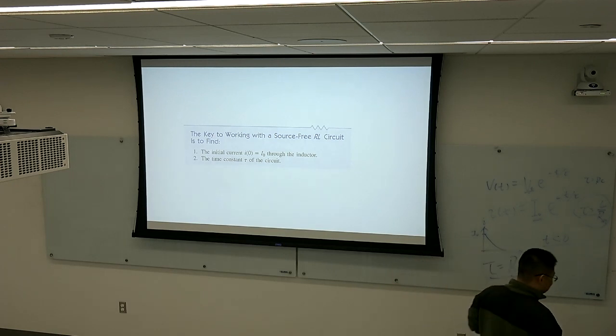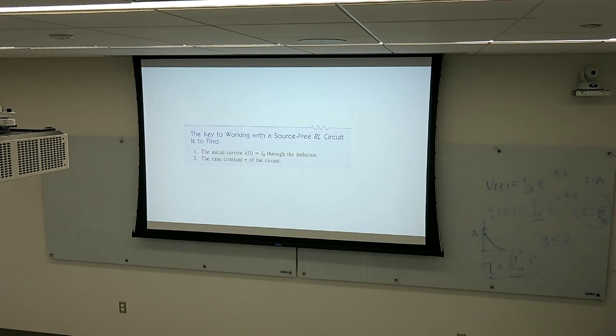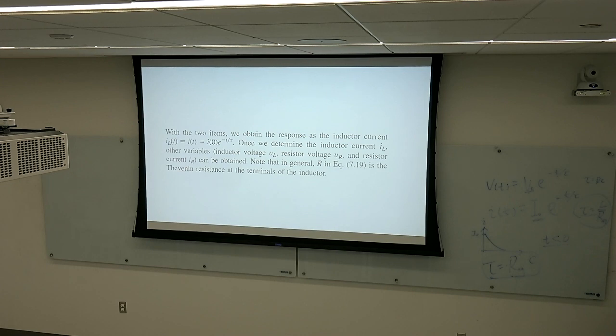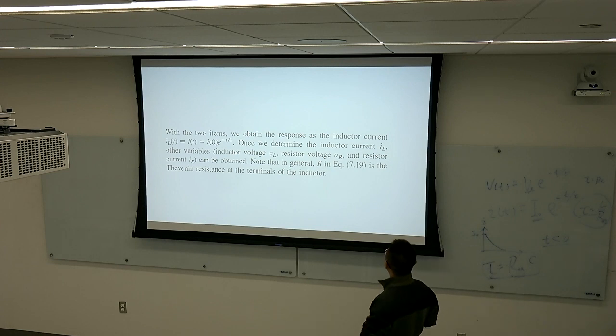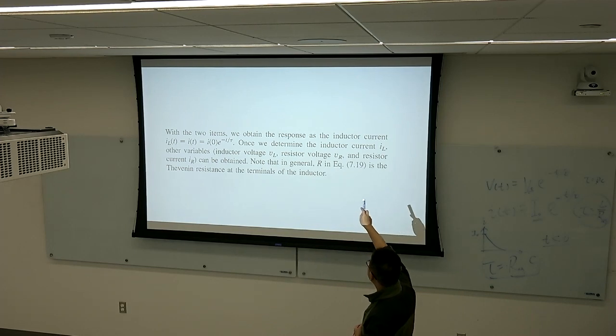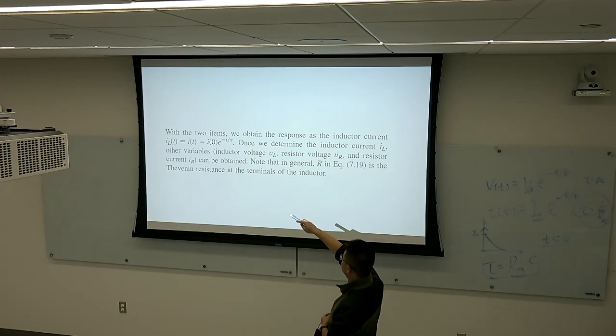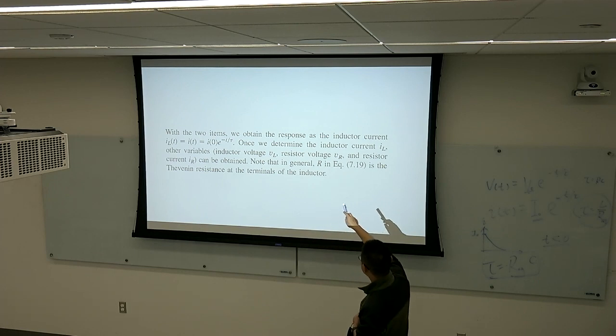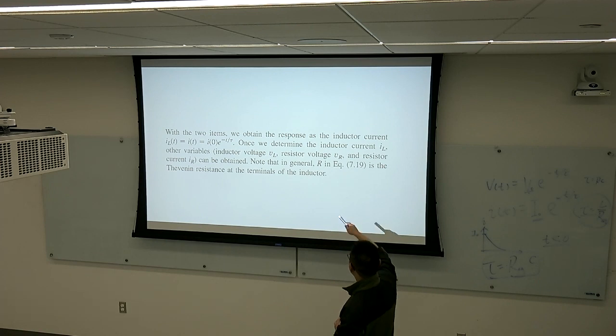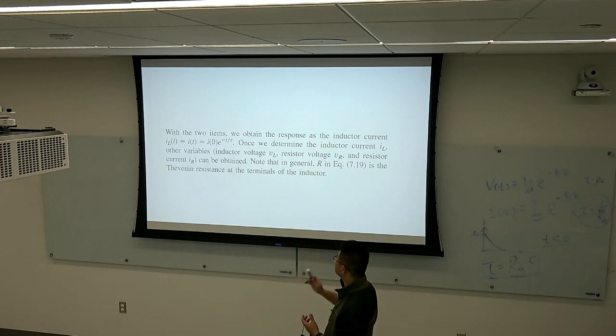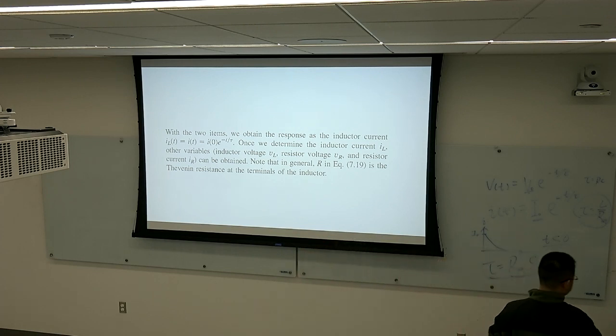So let's use an example. With the two items, we obtain the response as the inductor current, so i_L. Once we determine the inductor current, other variables, for example, the inductor voltage, resistor voltage, and resistor current can be obtained. Note that in general, R in the previous equation is the Thevenin resistance at the terminals of the inductor.